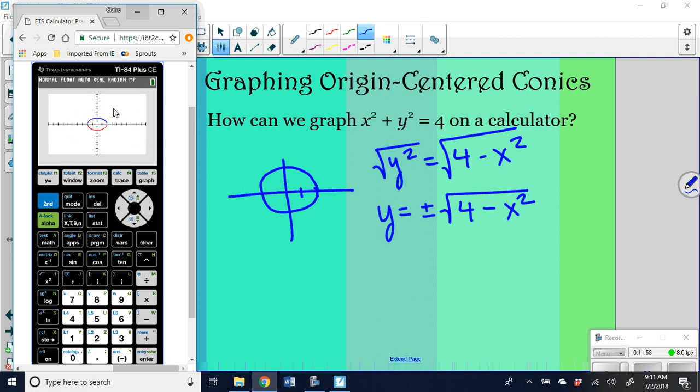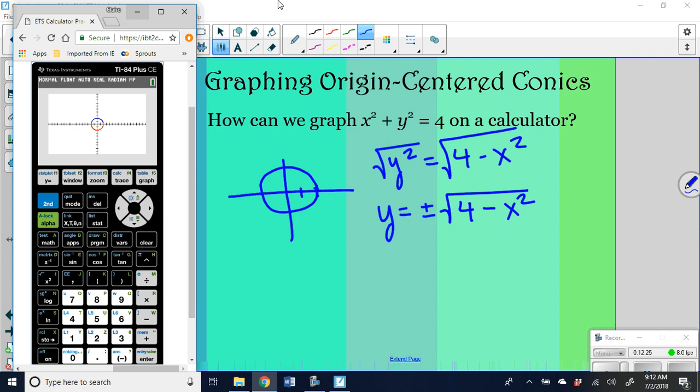It doesn't look like a circle, and that's because this is a rectangle, and so it's not exactly to scale. You'll see how the x tick marks are wider, further apart than the y tick marks. So if you want it to look like a circle, you need to go to 5, which is zoom square, ZSquare, and that'll make it look like a circle. So if you're concerned about that, that's how you fix it.